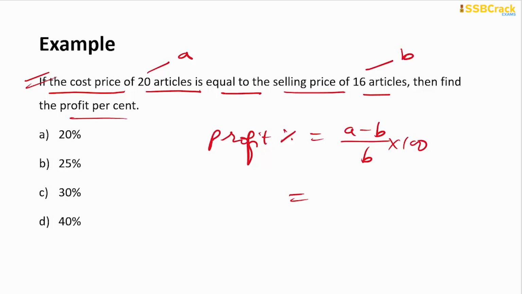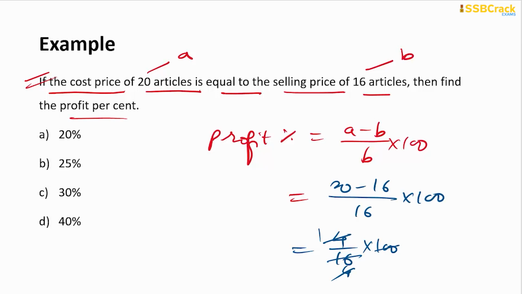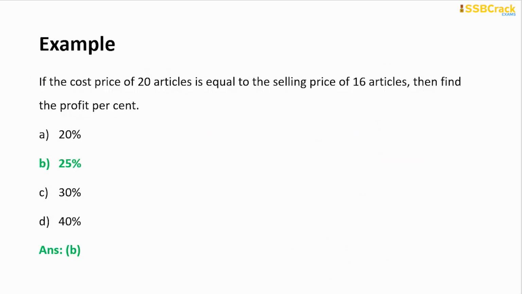You already noticed what A and B are in the question. So we have (20 minus 16) upon 16 into 100. In the numerator, 4 is the numerator, and upon this there is a denominator 16 into 100. So 4 1s are 4, 4 4s are 16, 4 25s are 100. So 25% is the profit percent when the CP of 20 articles is the same as the SP of 16 articles. Hence the right key for this particular question is option B.